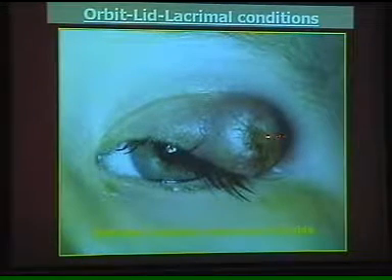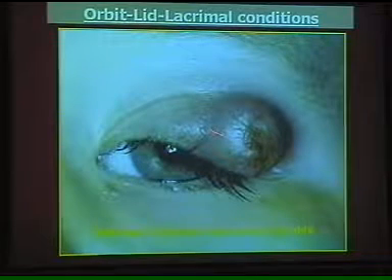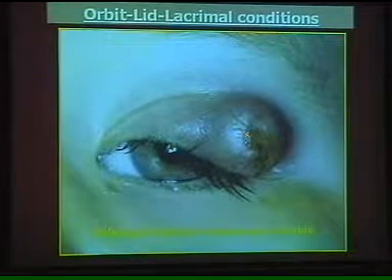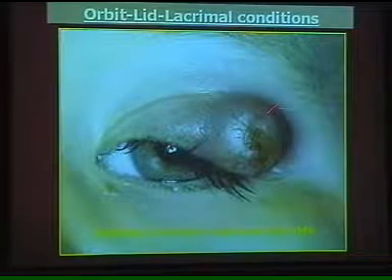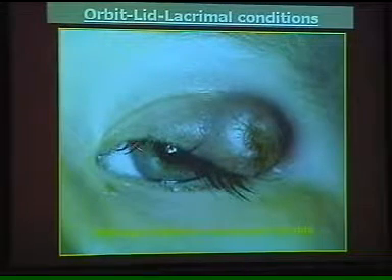Now that's the infected Chalazion. It has burst out. You can see the inflammation. You can see the possible opening here, and that self-sealing stage. But it has actually closed the eye.